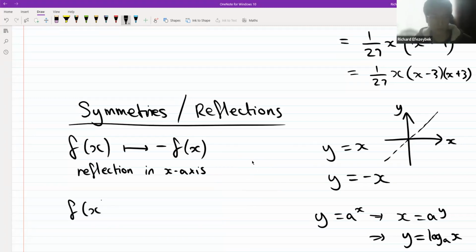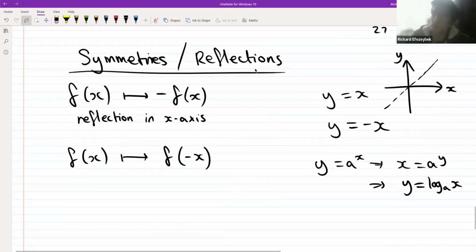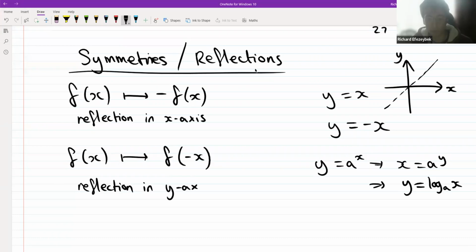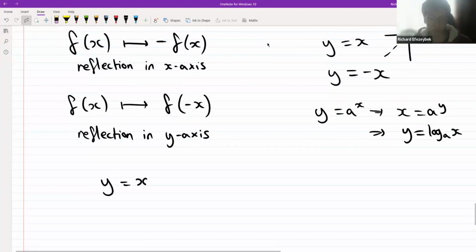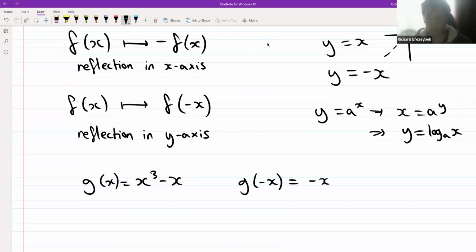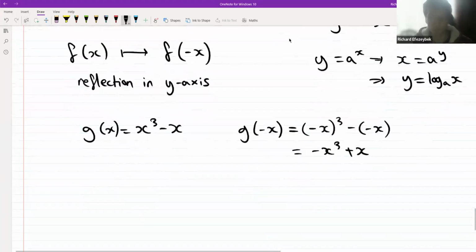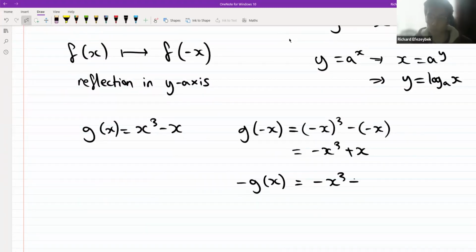Okay, and then we have the other one, which is doing the negative of the input rather than the negative of the output. This is taking every x value and replacing it with its negative. Similar reasoning gives us that this is a reflection in the y-axis. So, a couple of examples. Let's take that graph from earlier, x cubed minus x. We'll show something interesting, which is that no matter what axis we reflect it in, it's the same result. Let's take this to be g. g of minus x is minus x, brackets, cubed, minus, brackets, minus x. This gives minus x cubed plus x. And then minus g of x is minus x cubed plus x. So they're the same.